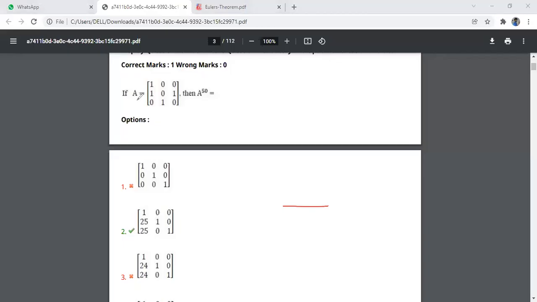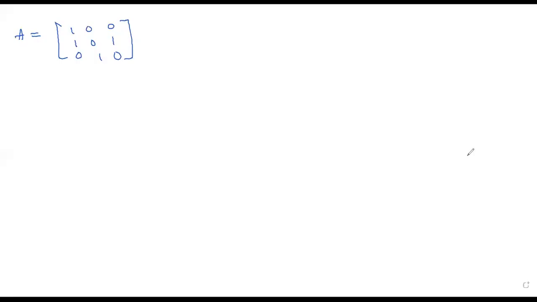Here they are given A equal to a 3 by 3 matrix, and they are asking A power 50. If you see the answers, only the variations are here. That means if you find the second row first column, that means 2 1 and 3 1, the question will be solved very simply. This is the matrix. So to find the answer, we will find A square and A power 4. From there we will take the conclusion for A power 50.